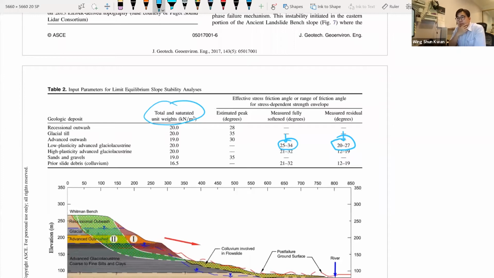Because at the end of the day, if you want to go to the next level, you can even do a sensitivity analysis, which means you take the lower bound and upper bound and do the analysis two times, see what kind of results you get, and then you get a range of factor of safety. I let you do it. Or after reading the paper, it may give you some insights on whether you should use residual values or the fully softened values. You make the call, but you explain to me why you use that number.